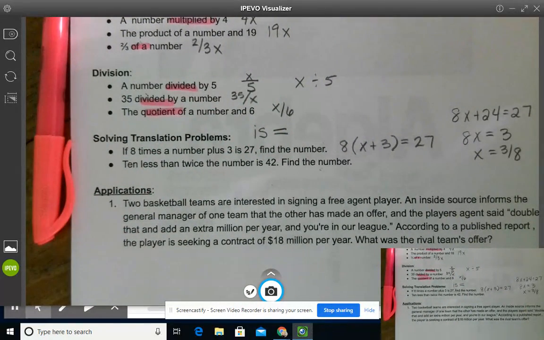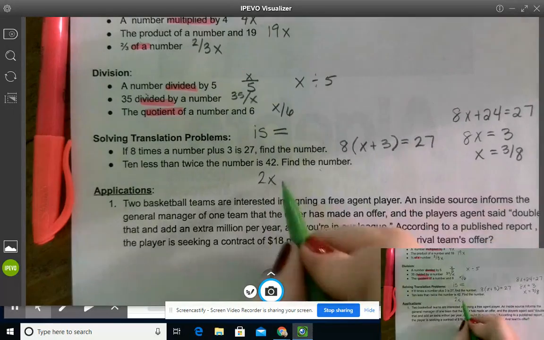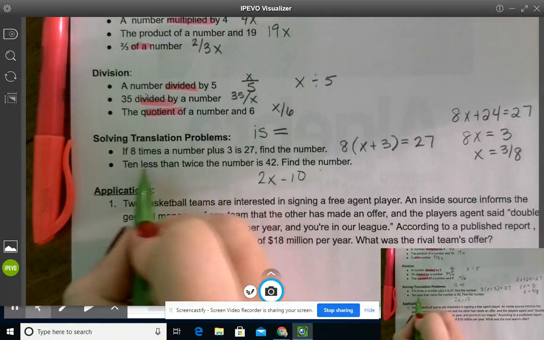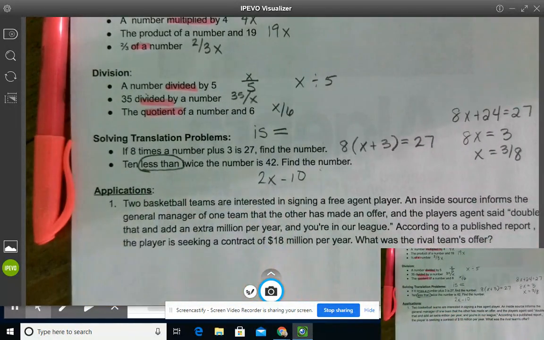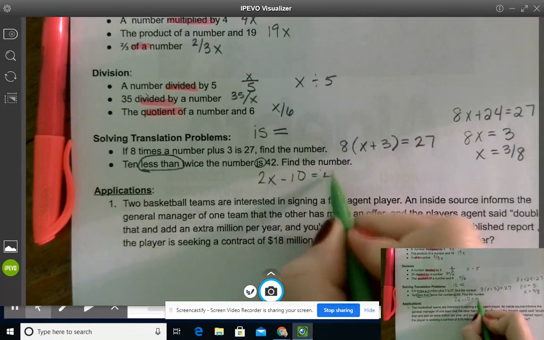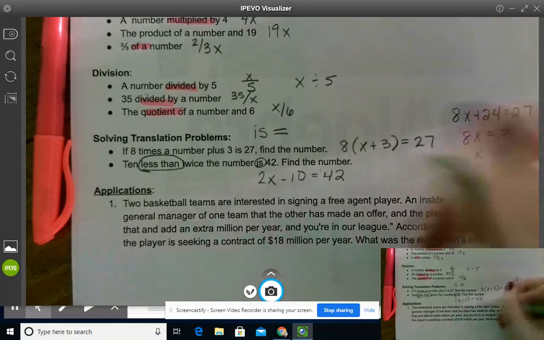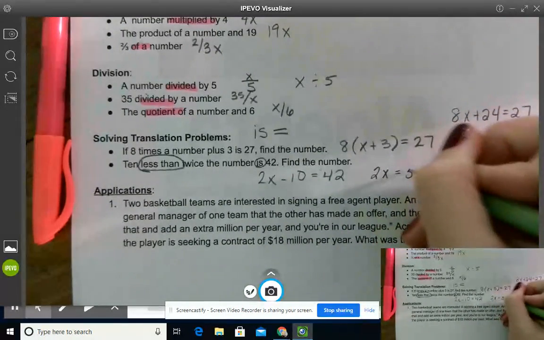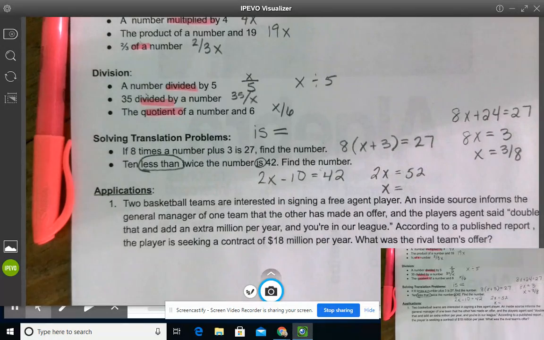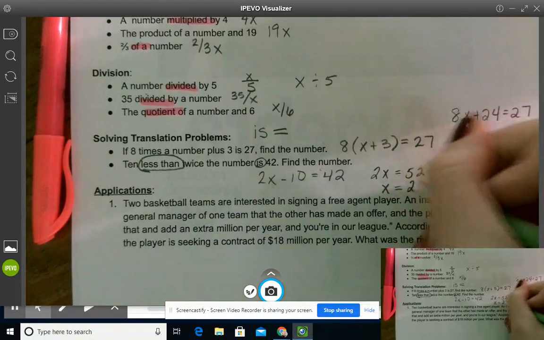10 less than twice a number. What's twice a number? 2x, and then I want 10 less than that. So I'm going to subtract 10 from that. So remember, when you see that less than term, it's usually the one that gets flipped backwards. So just be careful in the order in which you're writing that. There's your is, which is your equal sign. So first thing I do, add 10, which would give you 52, and then 52 divided by 2 would give us 26.